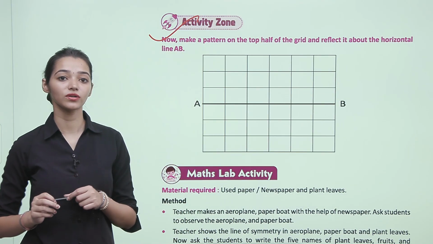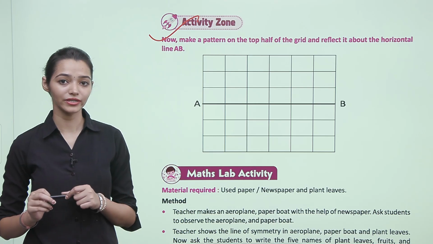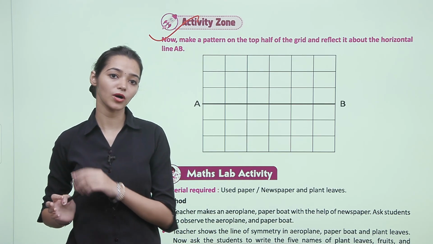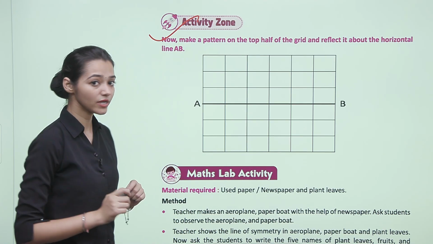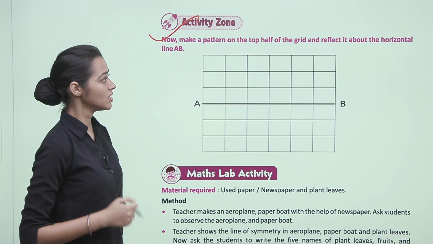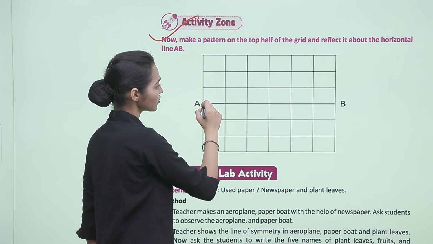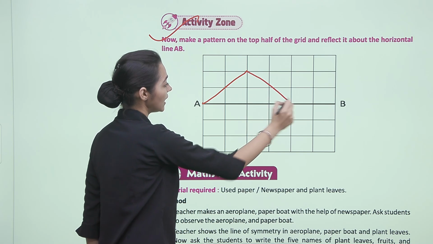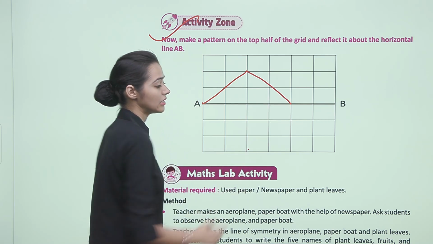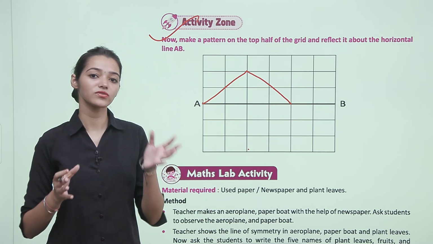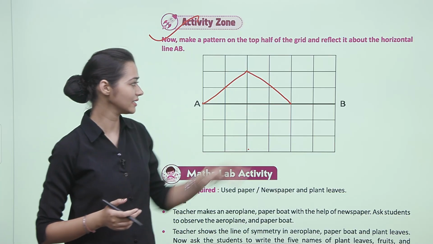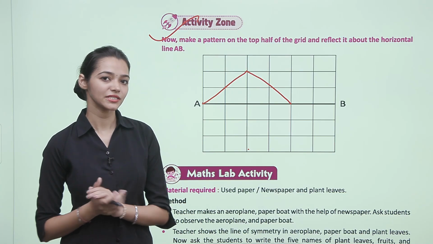Next is our activity zone. Now make a pattern on the top half of the grid and reflect it about the horizontal line AB. Now here you have to draw the top half. Top half is drawn. You can draw something like a triangle, and here you have to draw the lower half of this triangle and reflect it with this horizontal line AB. That's how you can complete this pattern.